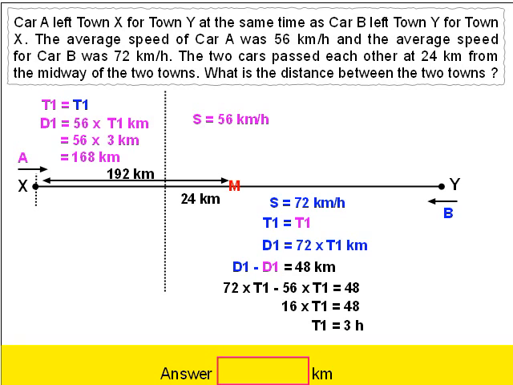So it's very simple. What is the distance between the two towns? We take 192 multiplied by 2, which is 384 km.